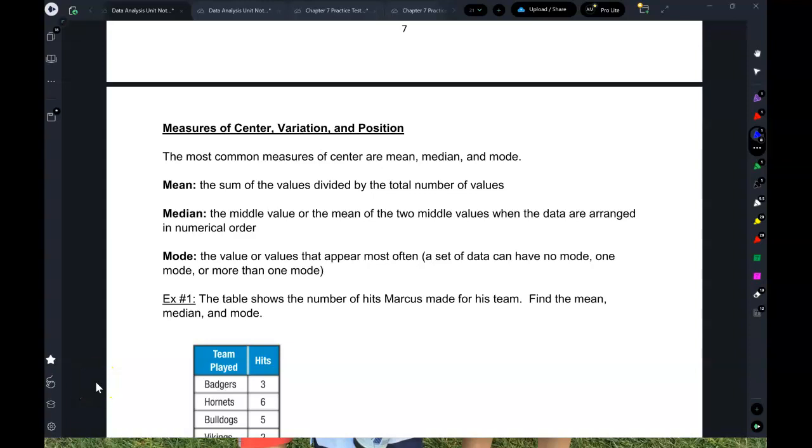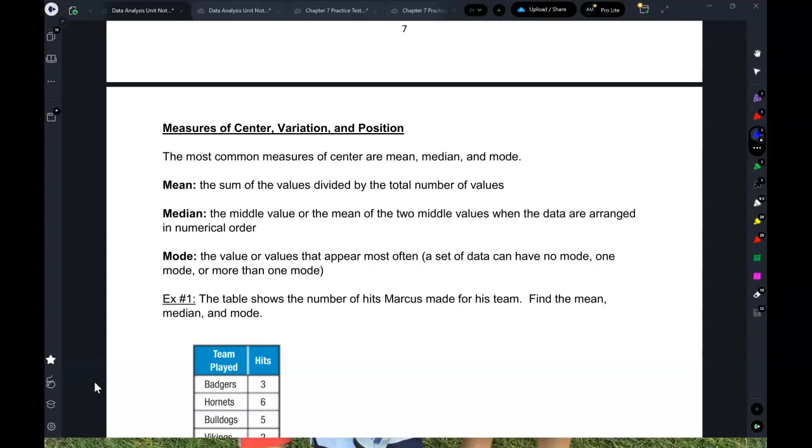So, we're gonna shift gears a little bit, and we're gonna talk about how to analyze sets of data. So if you have a data set, right? We can look at different components of it and different measures to analyze that data.